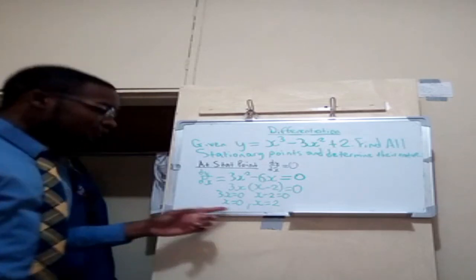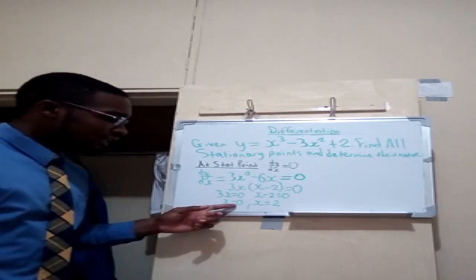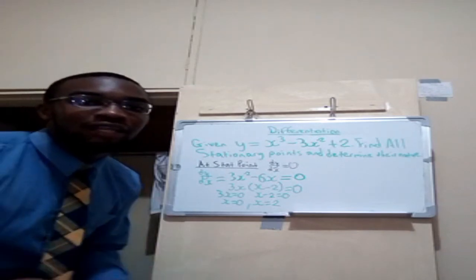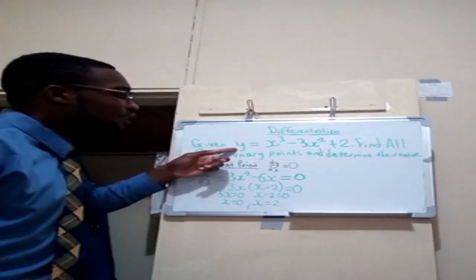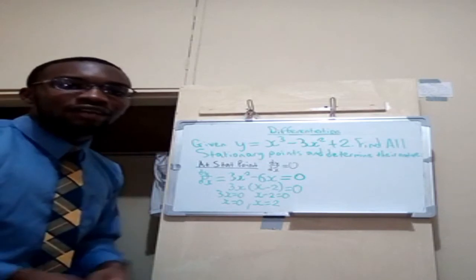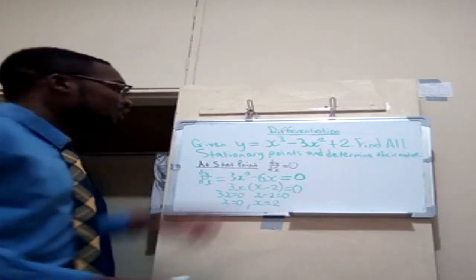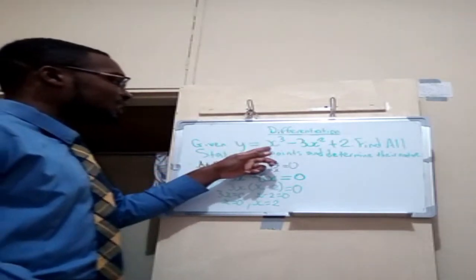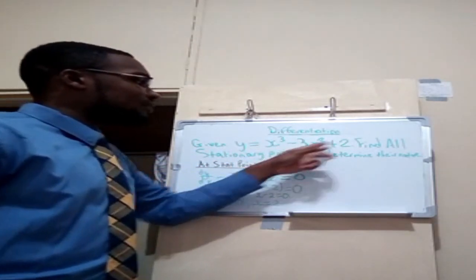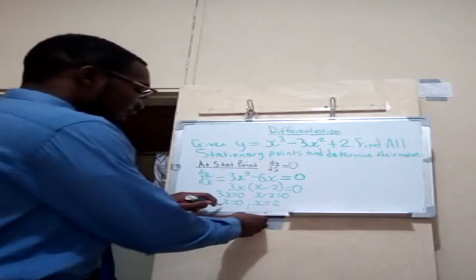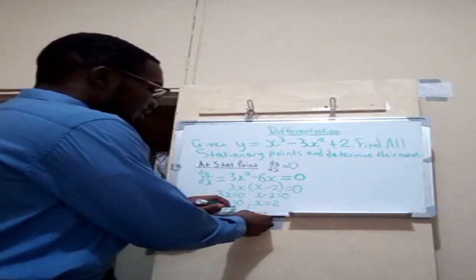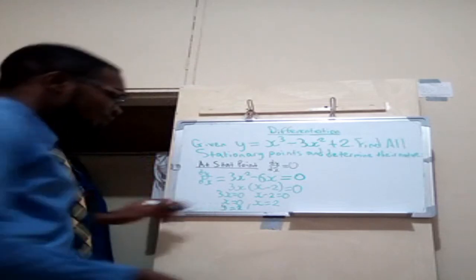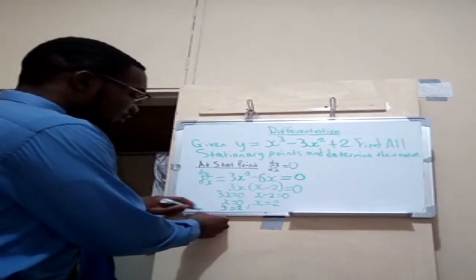Then the next thing is x equals 0 must correspond to a particular y coordinate. Now since this is the equation for y, I can go ahead and find the y coordinate. The y coordinate is going to be, plug 0 into this equation to get 0 cubed minus 3 times 0 squared plus 2, and so y equals 2. That's how I get y. And so one stationary point is (0, 2).